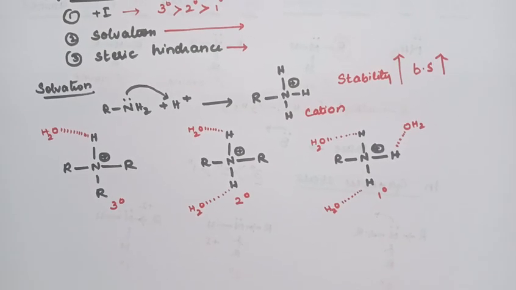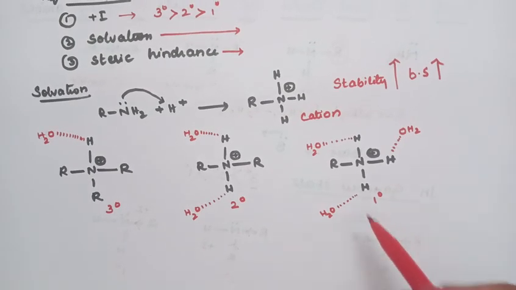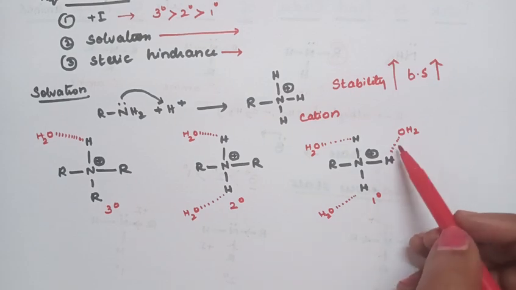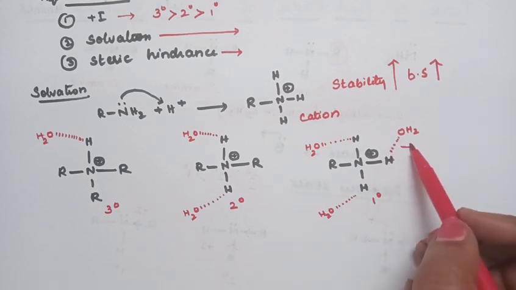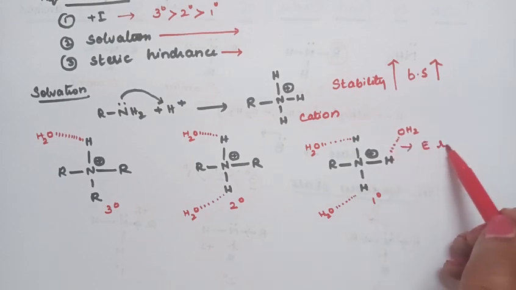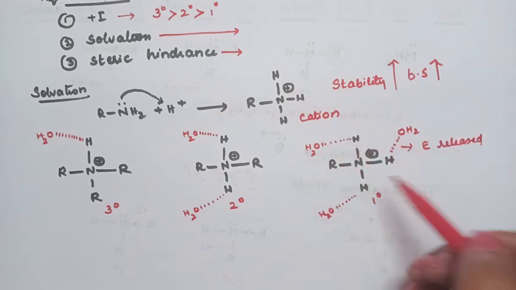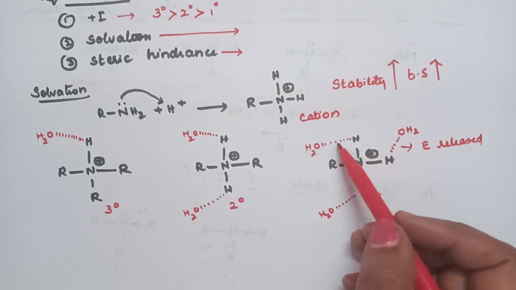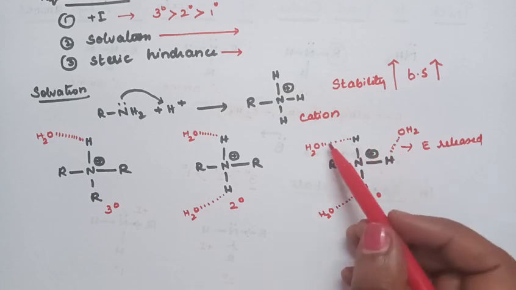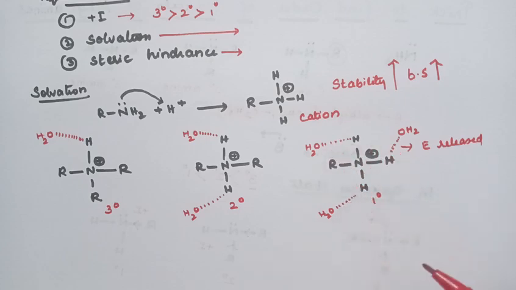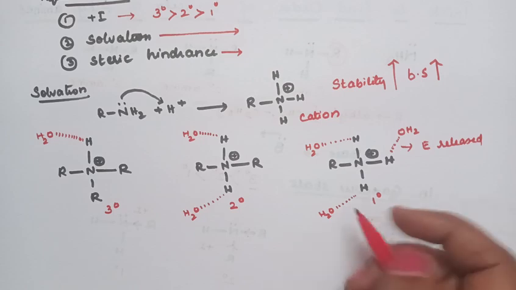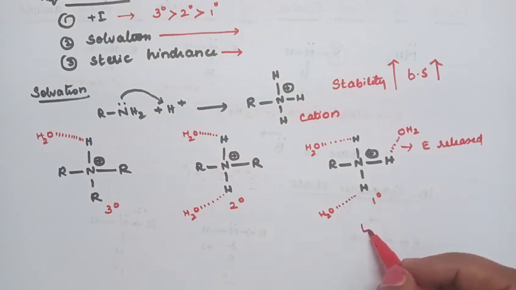Solvation means whenever you add this amine into water, it forms hydrogen bonding, due to which energy will be released. Whenever a bond is formed, energy will be released and the molecule will get lesser energy. Here you can see there are three hydrogen bondings. So three bonds are formed. Three bonds formed means more energy is released. So this molecule will be having less energy.